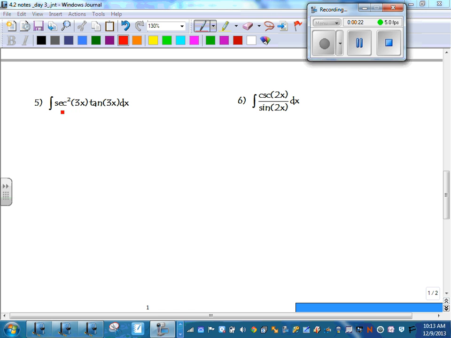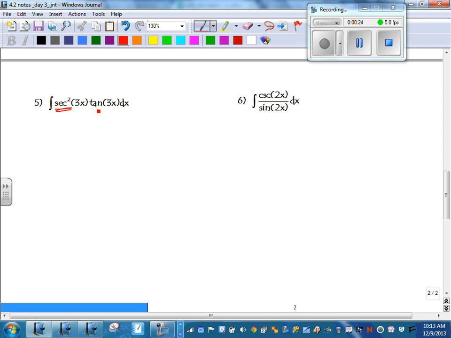So we have secant squared and we have just a regular tangent. What have we learned in the past that kind of relates those two things together? What? Oh, I couldn't hear you. Cosine?